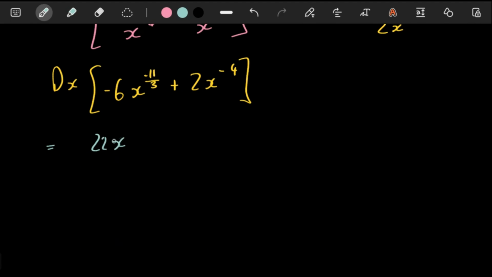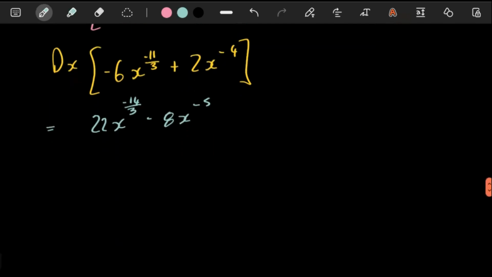Let's see what you get. I don't even know. Let's see here. This minus 1 is negative 14 over 3. Negative 14 over 3. And then negative 4 times this is going to give you negative 8, negative 5. That's your answer. Very nice.